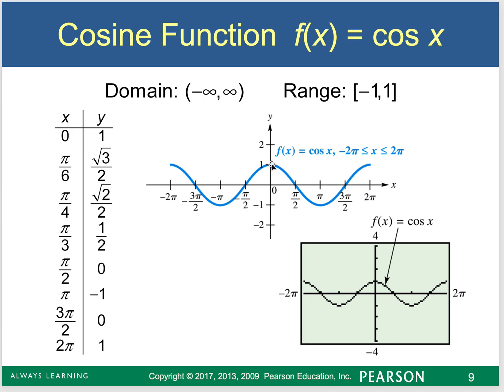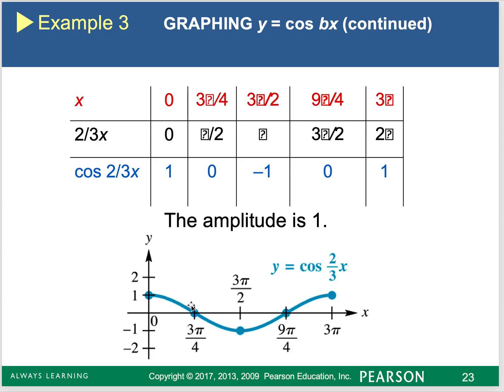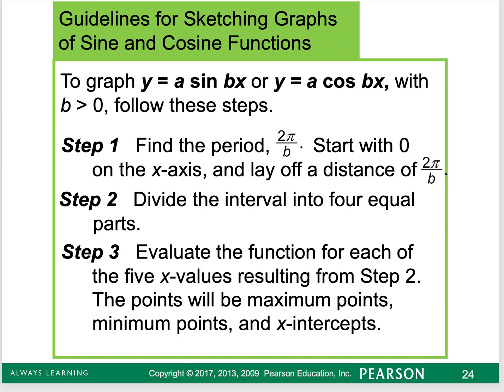I have my traditional cosine curve, and I'm taking all of these points and I'm affecting them by that period change of 2/3. So I'm dividing everybody by 2/3. And that's going to generate this graph. Notice the cycle is the same. It goes up, down, back up. But the cycle that it goes through is much quicker.